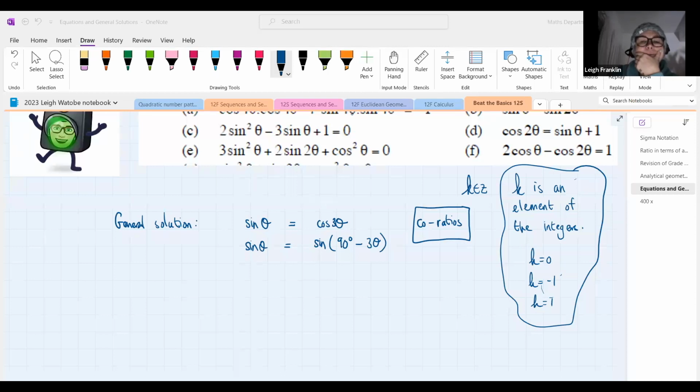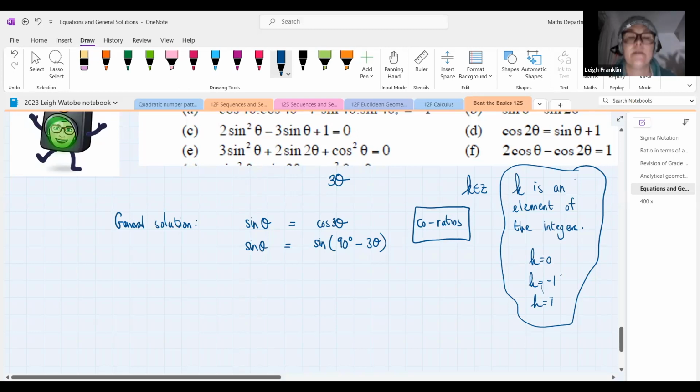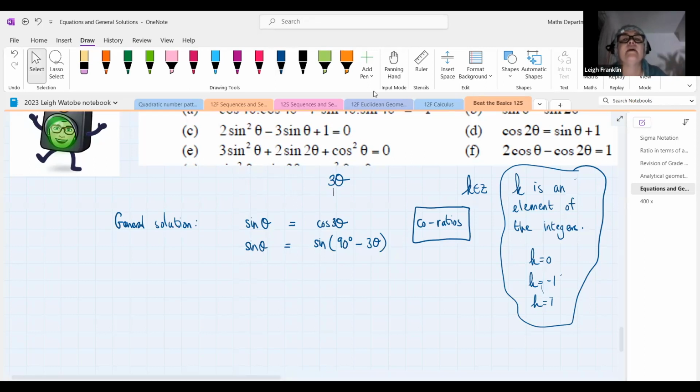Katleho? Ma'am, is that 30 or is it 3? It's 3 theta, it's not 30. Okay, ma'am, how does it relate to 90 minus 30? Or is it also 3 theta? No, it's 3 theta as well. So it's 90 degrees minus 3 theta. Okay, ma'am. I think I was asleep for a little. It's okay, that's fine.